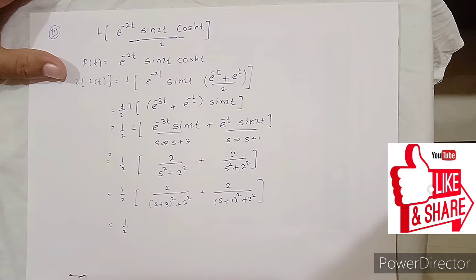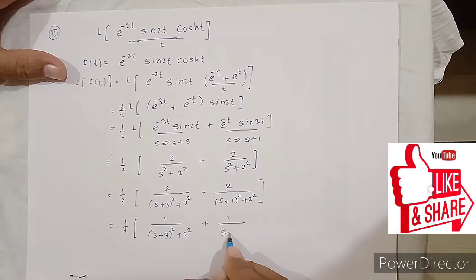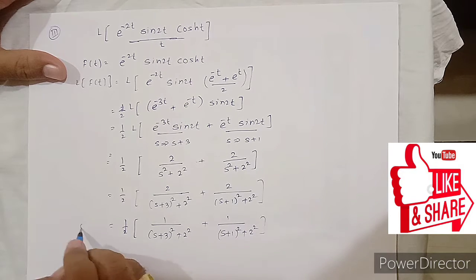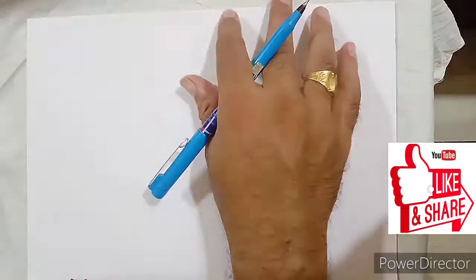Now in the next step we can put 2 outside, so 2 gets common. So the 2 gets cancelled here, and what remains is only 1. Inside, what is available is (s plus 3) bracket square plus 2 square and (s plus 1) bracket square plus 2 square, right guys? So we can consider it as phi of s. So next step we move to the next page.